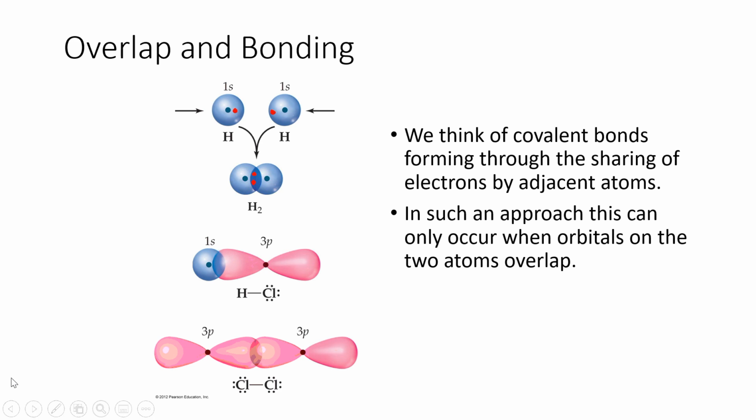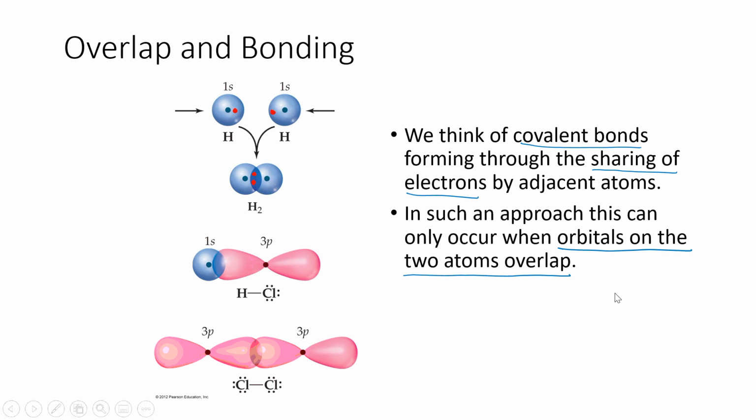And just going back to the general idea of valence orbital bonding theory, the key idea is that we're thinking of covalent bonds as forming through the sharing of electrons. So that's something we've talked about before. Covalent bonding means we're sharing electrons, and we're imagining that the way the sharing happens is when these orbitals in the two atoms overlap.